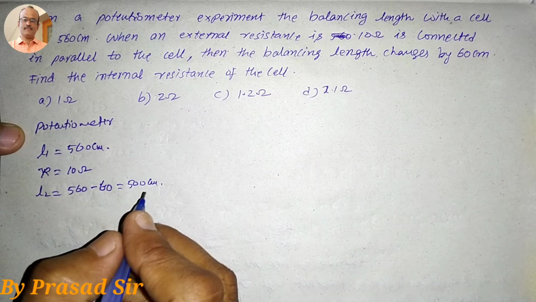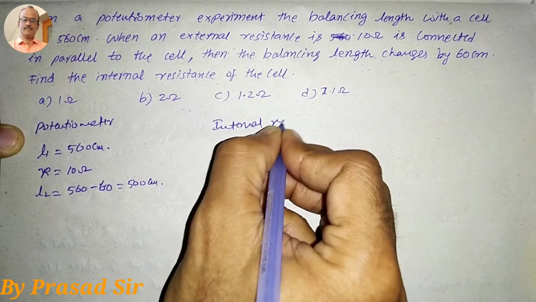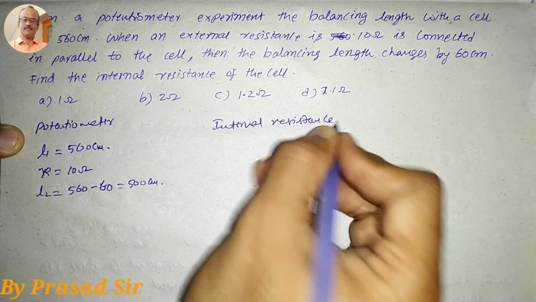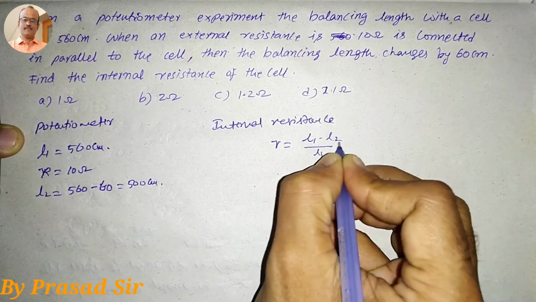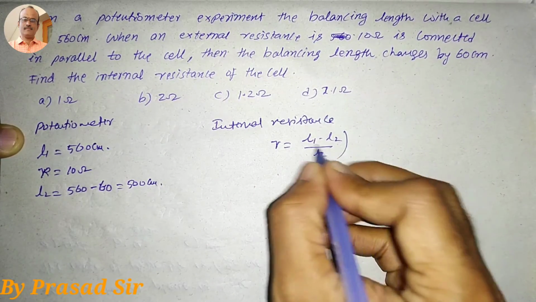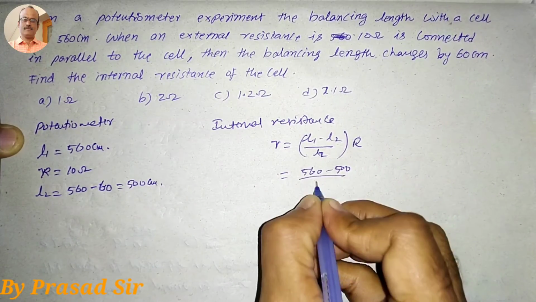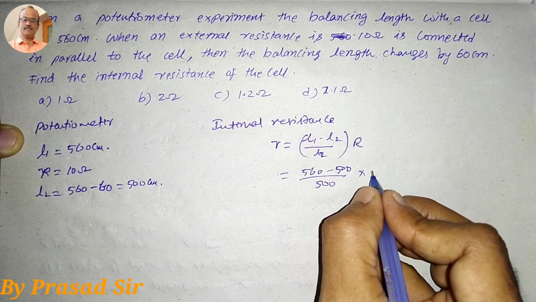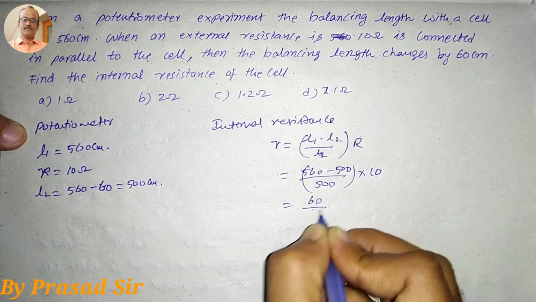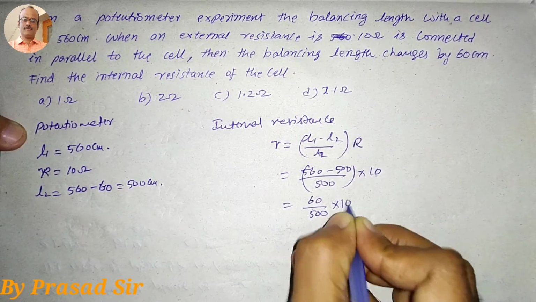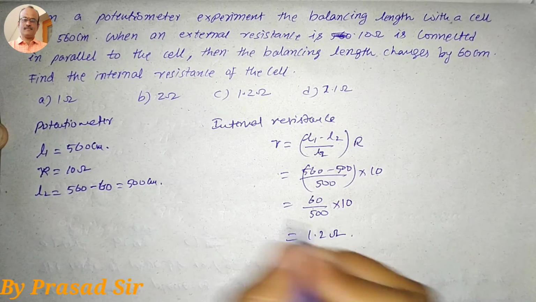Then which one do we want to calculate here? Internal resistance. So internal resistance small r is equal to L1 minus L2 divided by L2, into R. So 560 minus 500 divided by 500, into R, which is 10. So 60 divided by 500 into 10. On simplification of that, we get 1.2 ohms. So which option is correct here? Option C is correct.